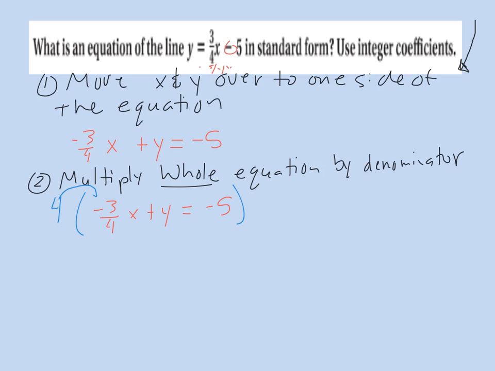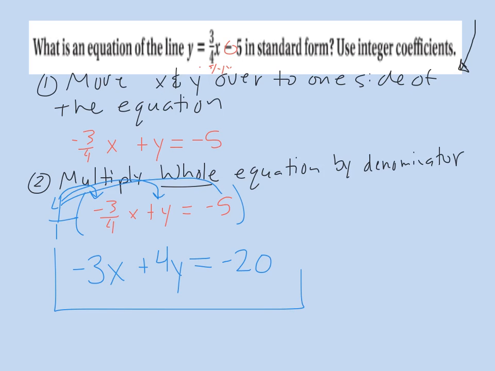So when I multiply the first term by 4, that cancels out the bottom. So I'm just going to have a negative 3x here. Because 4 times negative 3/4 will cancel out the bottom. Plus, and then I'm going to have a 4 times y, which would give me 4y, and I have a 4 times my negative 5, so it equals negative 20.